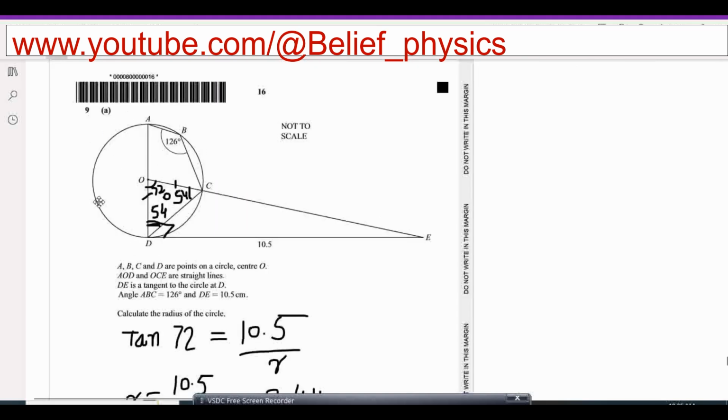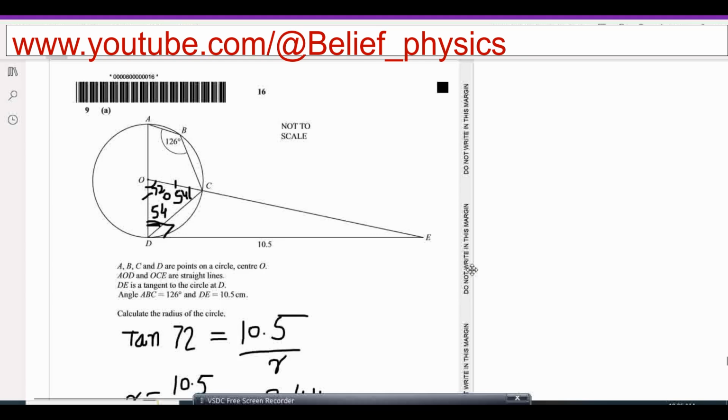This is the circle with center O, and A, B, C, D are the four points on the circle. AOD and OCE are straight lines.